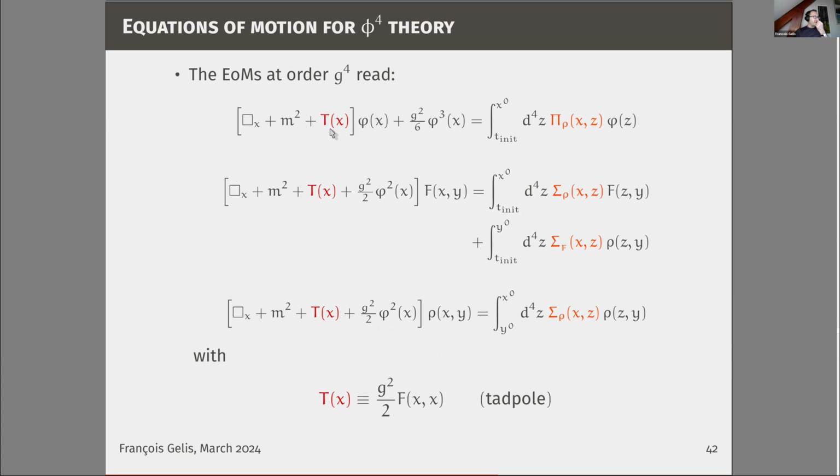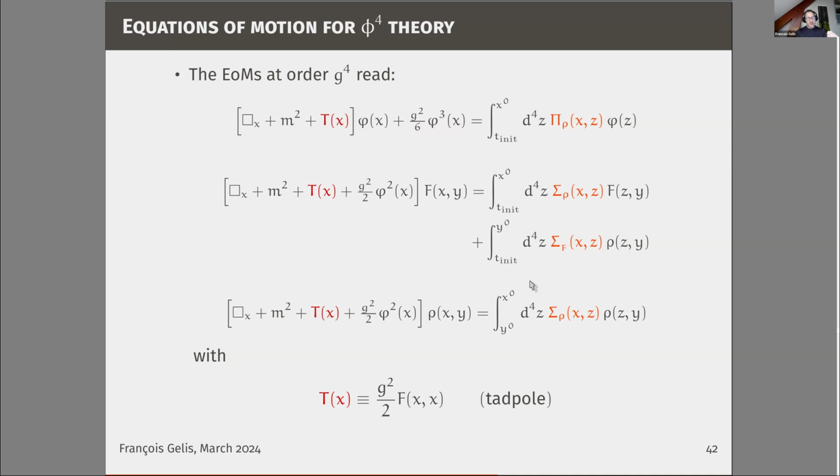They all have this T of x, which is the tadpole. It's just the propagator F at equal points times g squared over 2. So it's really just the tadpole which is correcting the mass. And then you have in the right hand side terms which contain self-energies. I will show you on the next slide what these self-energies are. And they have integrals over time from the initial time to x0 or from y0 to x0. So this is a specificity of these equations.